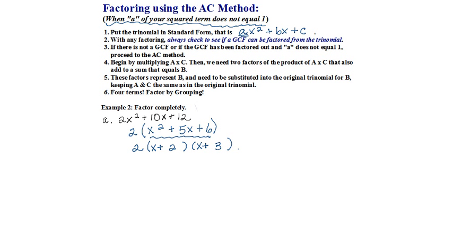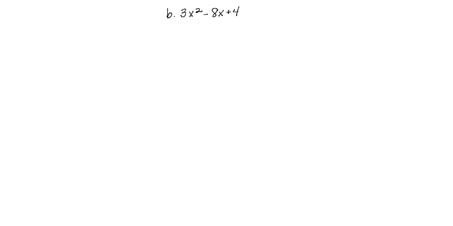Okay, let's go on to our next one. Alright, this one, once again, we always want to check first for the GCF. However, this one has that 3 as one of its coefficients, so that means 3 is prime, so 3 would have to go into 8 or 4, which it doesn't. So that means we're going to go to our AC method.